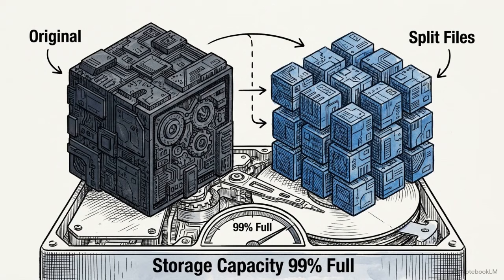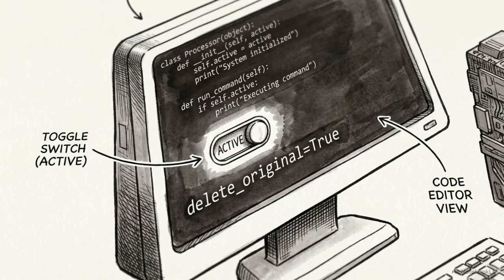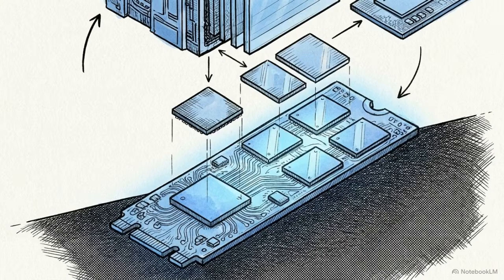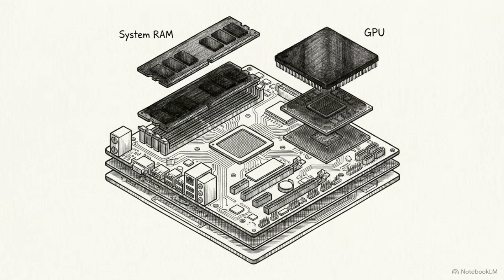Processing a 140 gigabyte model briefly requires nearly 300 gigabytes of free NVMe space to accommodate the original download and the newly split files simultaneously. Developers pass a delete original equals true configuration flag to forcefully garbage collect the source files during the splitting loop. Failing to do this exhausts local storage and crashes the runtime with a metadata incomplete buffer exception. At the conclusion of this initialization, the massive model resides physically and entirely on the solid-state storage drive, rather than in the active system RAM or GPU memory.